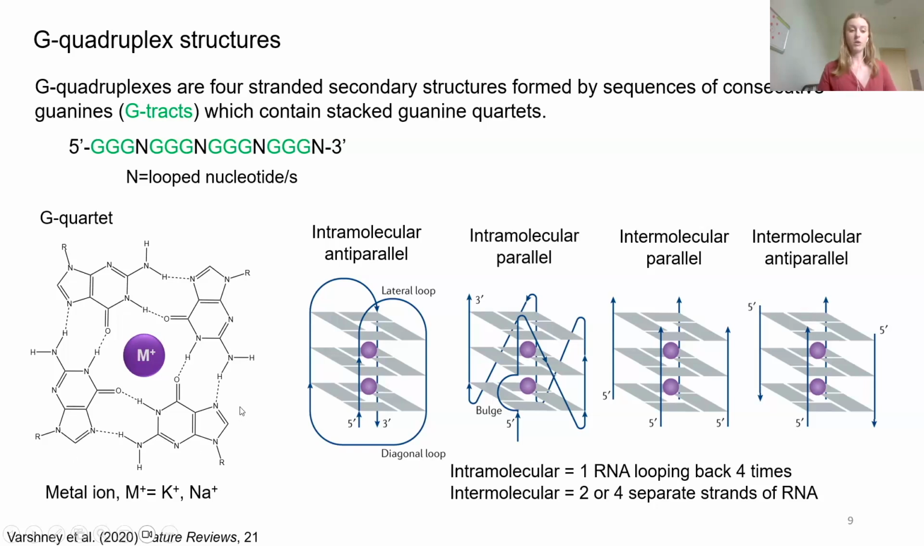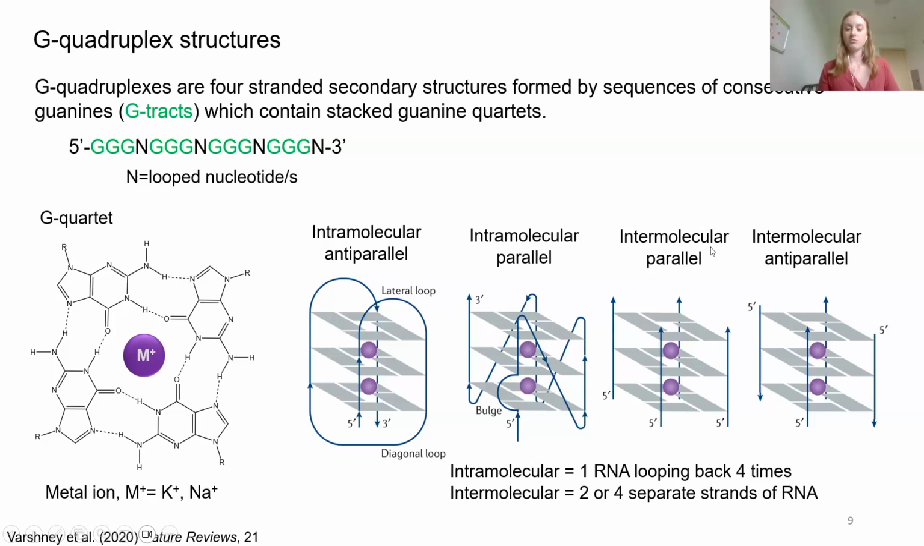They're really, really stable, and they're stabilized further by the binding of this positive metal cation here in the center, which has to be either potassium or sodium to help stabilize those structures. These quartets then stack on top of each other to form the quadruplexes, these stacked G quartets. And the quadruplexes come in 2 major categories. They're either intramolecular or intermolecular, which just describes the number of molecules. So intramolecular means it's one RNA looping back on itself to form these quartets.